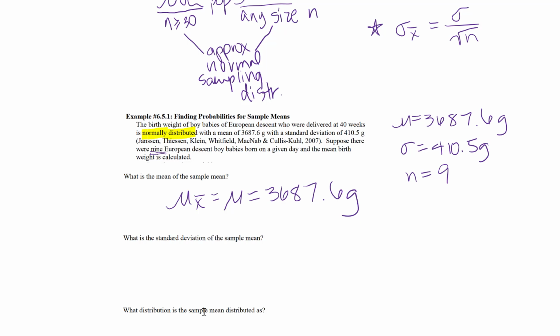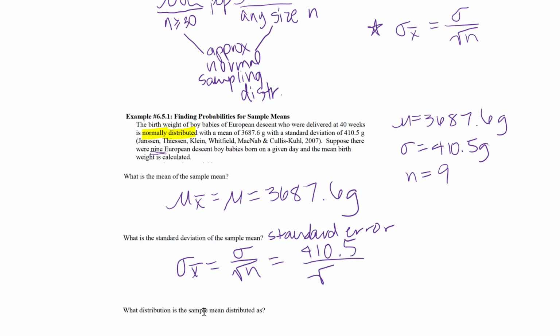What is the standard deviation of the sample mean? That's the formula we had right here with that star. Sigma x bar is equal to sigma over the square root of n. That's the formula to find the standard deviation of the sample mean, which is also called the standard error. I'll call it standard error from now on because that's so much nicer to say. Then you put your numbers in: 410.5 divided by the square root of 9, which is 3.